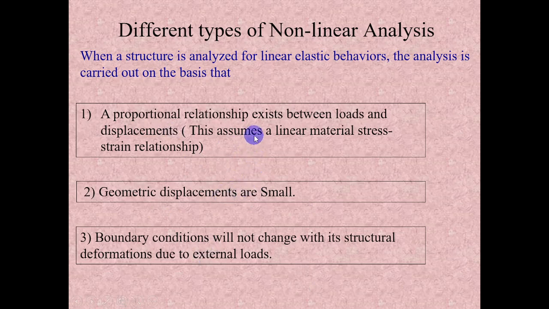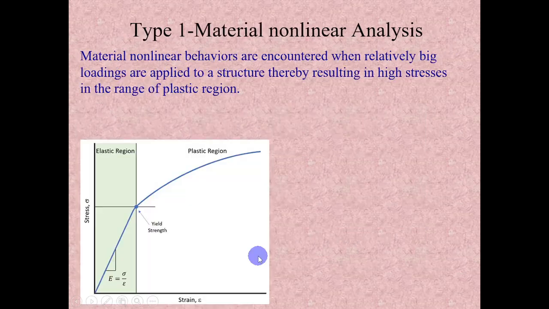If the load exceeds the limit, then this linear stress-strain relationship is no more valid, so we have to go for non-linear material analysis. When the displacements exceed the limit, then we should go for the geometric non-linear analysis, or the large displacement analysis. And when the boundary conditions start changing, we have to go for the boundary non-linear analysis. That we will see one by one.